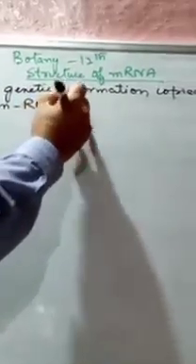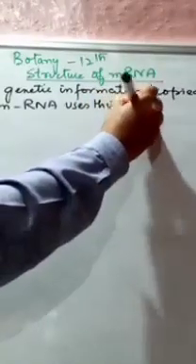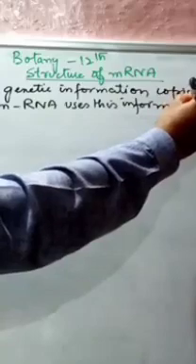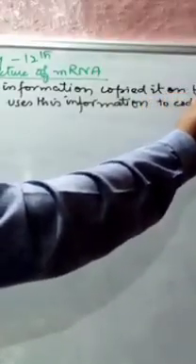That genetic information is copied onto it by DNA, and mRNA uses this information to code a protein. So why is it called mRNA? Because it consists of genetic information, and that genetic information has been copied to it by DNA.